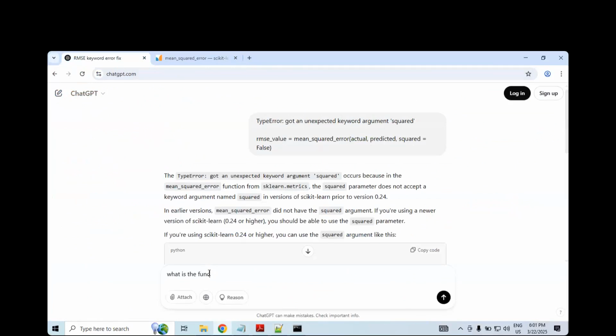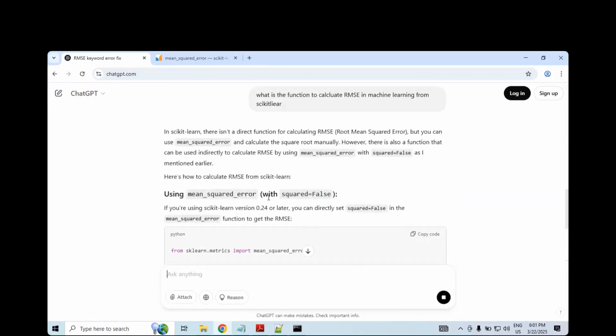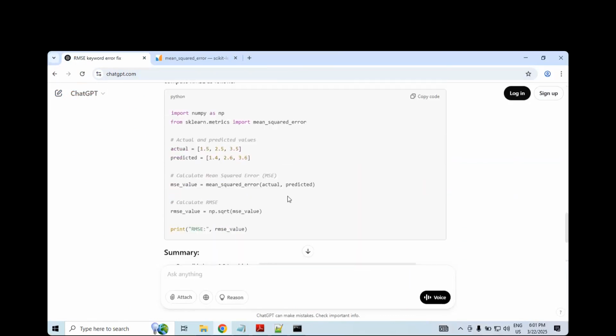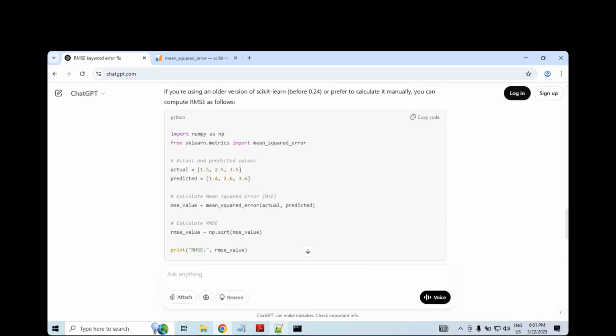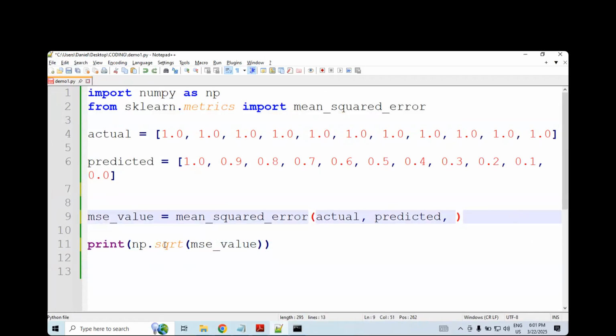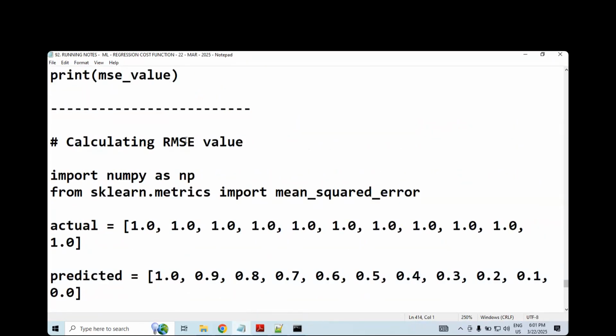What is the function to calculate RMSE in machine learning from scikit-learn? It's okay, some spelling mistakes are also okay. ChatGPT can take care. It is still giving the same, mean squared error with squared equals to false. This one is a mean squared error. As of now, we can go with only one thing: np.sqrt. Are you clear with me? Finding RMSE value, we already did this.